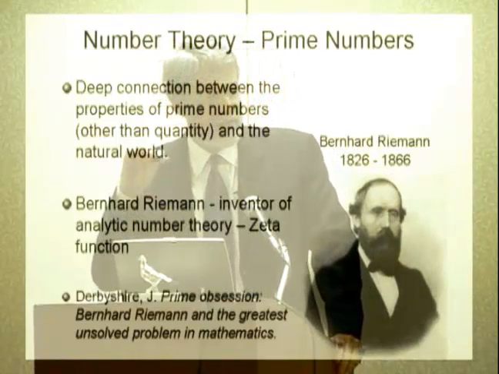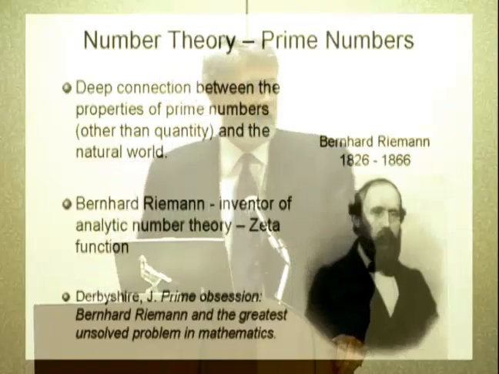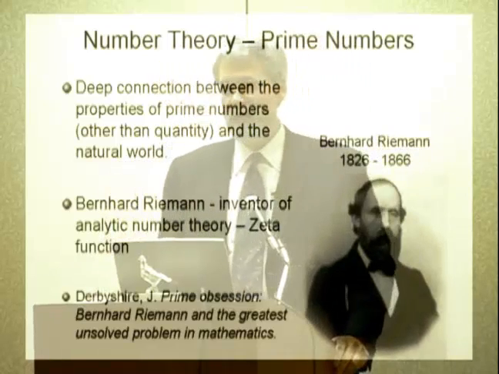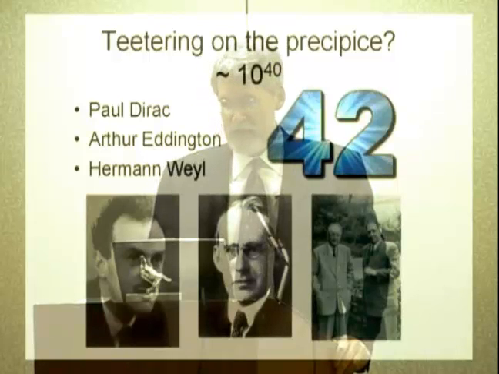I highly recommend this book down here by John Derbyshire called The Prime Obsession is its title. You can Google it and find it. It's about Bernhard Riemann and prime numbers and the natural world. So that's my little foray into number theory.